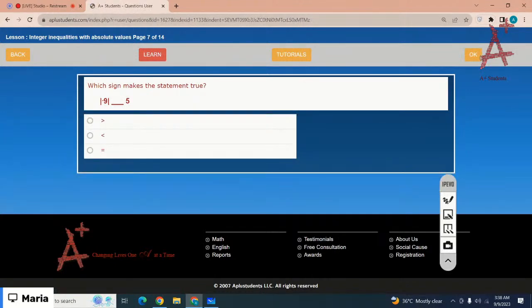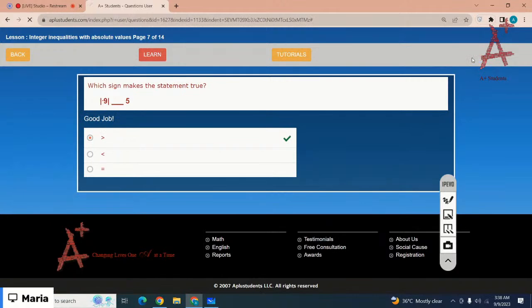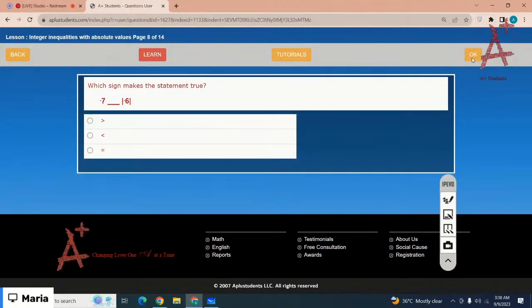Which sign makes the statement true? Absolute value of -9 and 5. Yes, 9 is greater than 5. The correct option is greater. Okay, which sign makes the statement true? Yes, that would be -7 is less than 6.